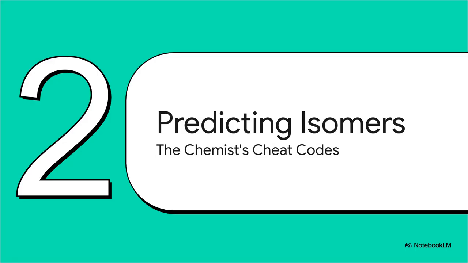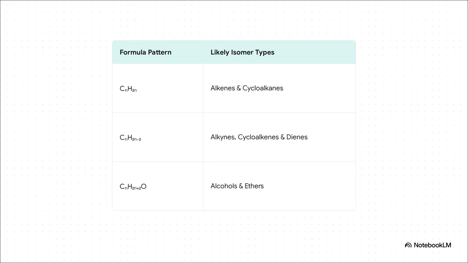Now, I know this can seem like a lot to keep track of, but here's the cool part. Chemists have figured out some awesome shortcuts. We can think of them as cheat codes that let us predict what kinds of isomers are even possible just by looking at the formula. Check out this table. It's all about looking for patterns in the ratio of atoms. For instance, if you see a formula like CnH2n, that tells you it's missing 2 hydrogens compared to a standard chain. And that missing pair is a huge clue. It tells you there has to be either a double bond or a ring structure somewhere.